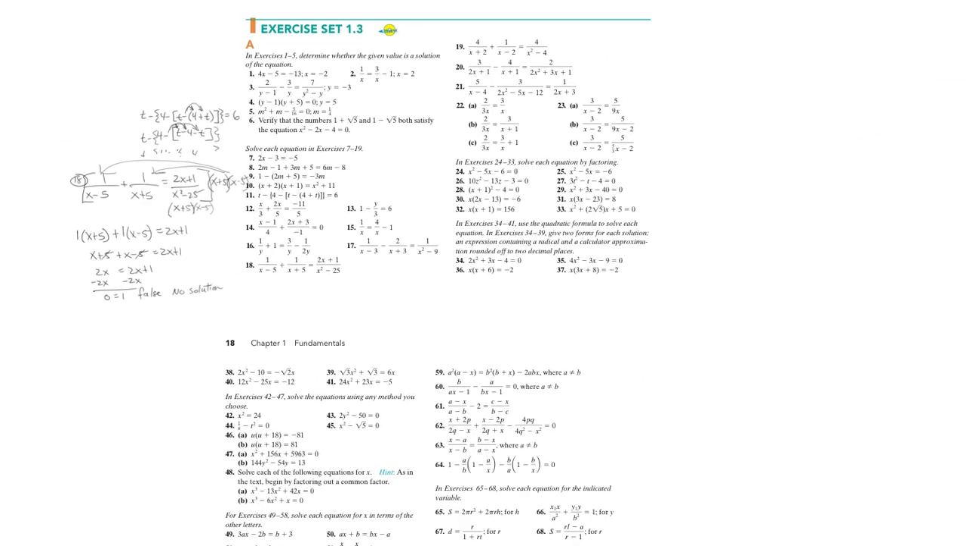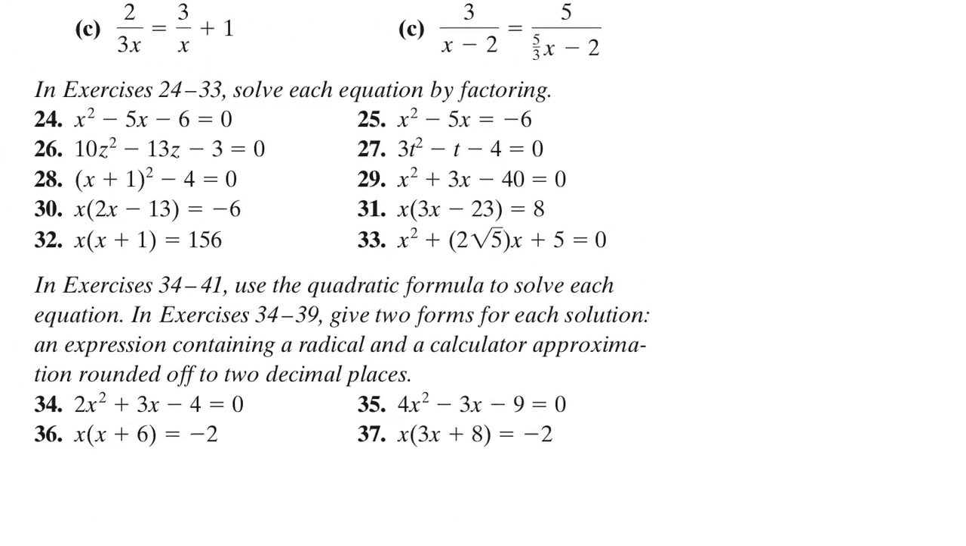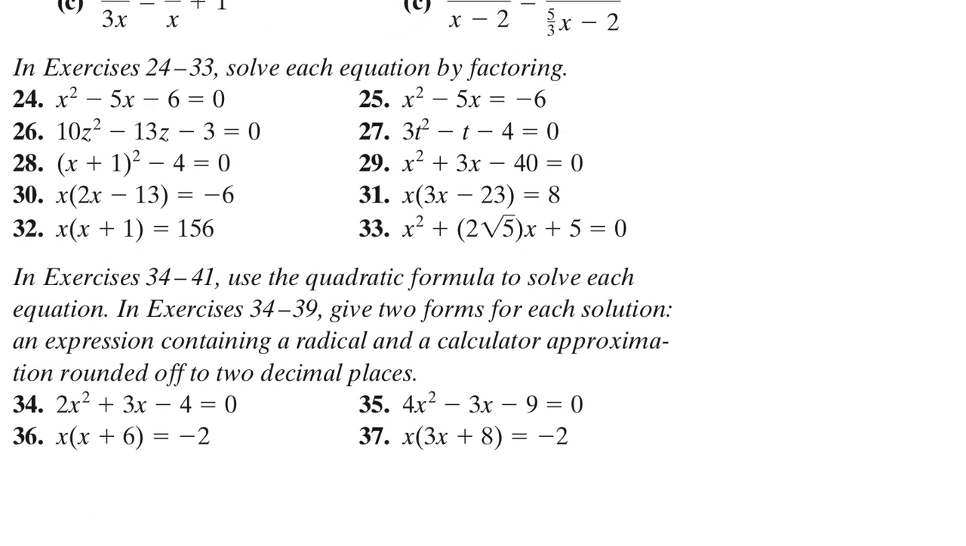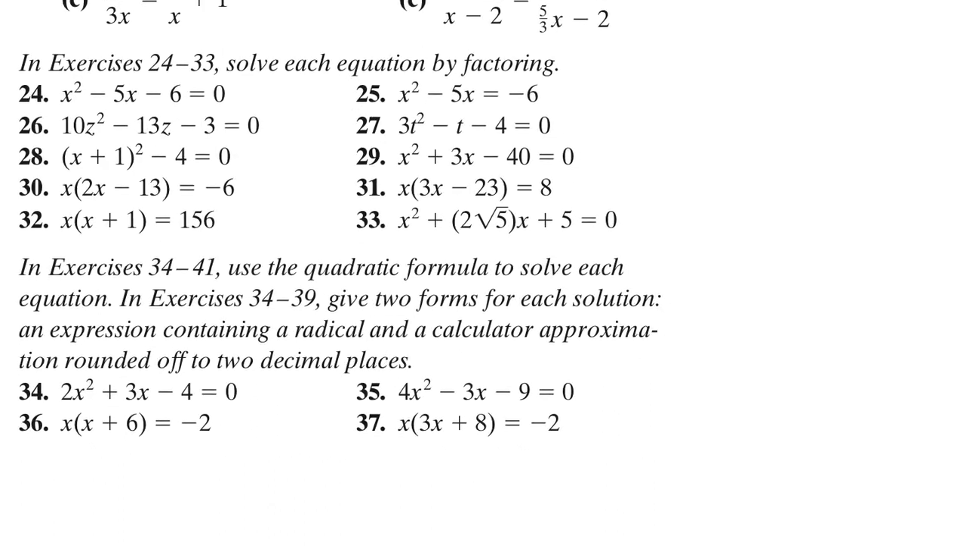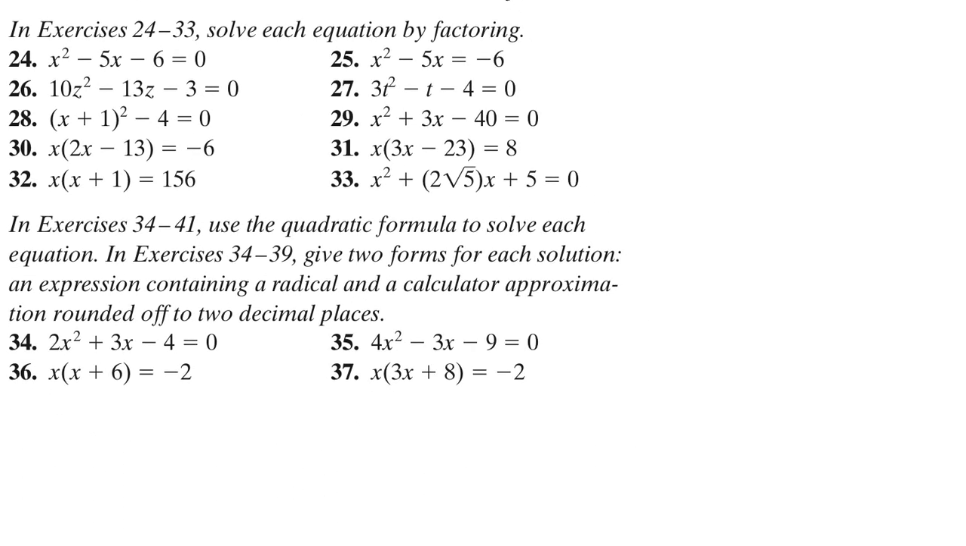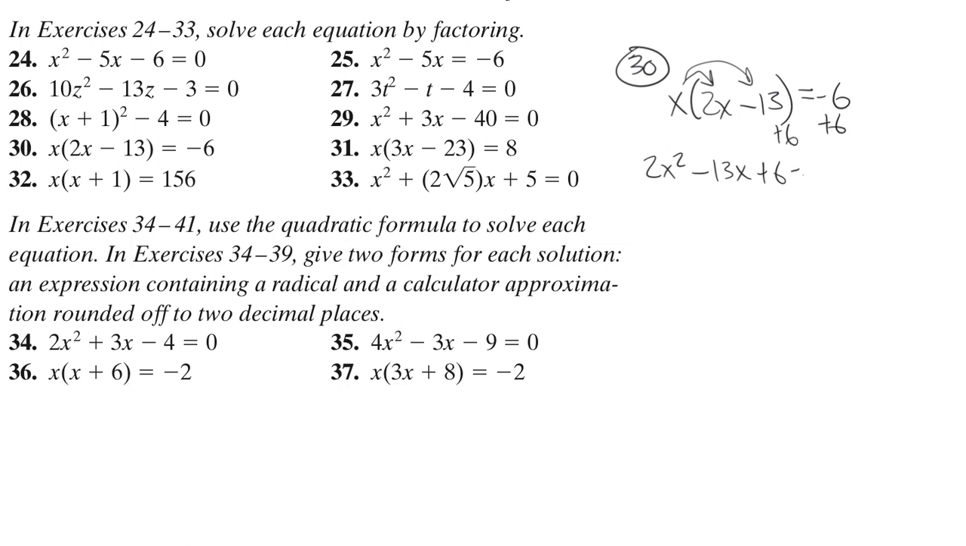Let's get into some in here, like number 30. Let's solve by factoring. So for number 30, we got x times 2x minus 13 equals negative 6. To solve by factoring, we need to have everything on the same side. So I'll distribute, and we get 2x squared minus 13x. And then if I add 6 to both sides, I get plus 6 equals 0.